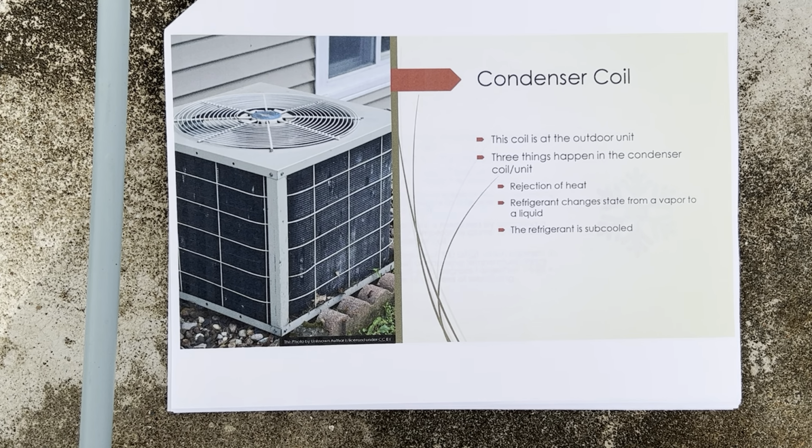So three things happen in the condenser coil. Three main things happen. So the first is the rejection of heat, and the way this heat is rejected is from a condenser fan. That condenser fan pulls air across that coil and rejects heat out of the top of that condensing unit. And we also have a state change in the condenser coil. So the refrigerant changes state from a vapor to a liquid. And once that refrigerant is at that state change, the refrigerant is being subcooled.